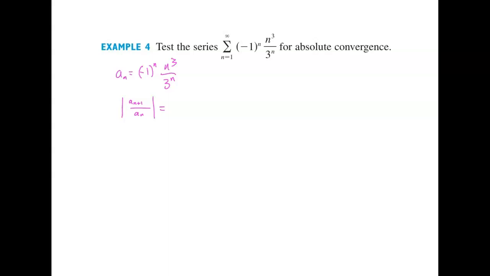All right, so this is going to be the absolute value. I'm just replacing all my n's with n plus 1. It's going to look kind of nasty at first, but it simplifies down pretty quickly. Negative 1 to the n plus 1 times n plus 1 to the third over 3 to the n plus 1. And that's going to be divided by a_n, so just negative 1 to the n times n cubed over 3 to the n.